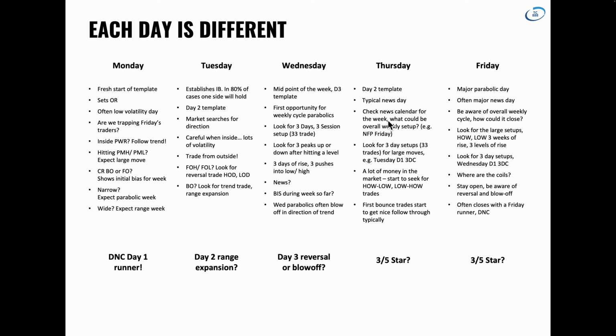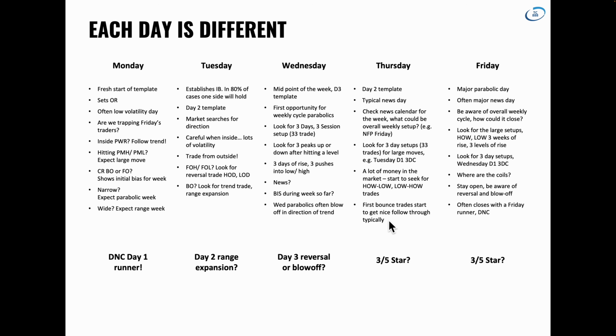News calendar is especially important. So if you have non-farm payroll on Friday, for example, be very careful on Thursday, because they typically just build up another day for large moves on Friday. Look for 3-day setups. For example, Tuesday, day 1, 3-day cycle, 3 days of breakouts, and so on. So at the backside of the week, you can get very large moves. You have a lot of money in the market already now, so liquidity is built up. So you can really look for high of week, low of week, low of week, high of week trades.